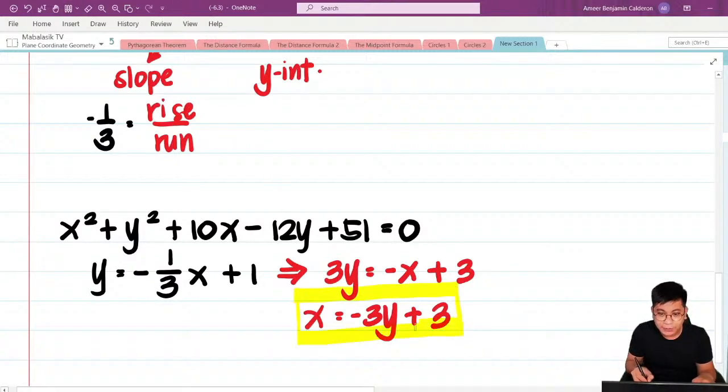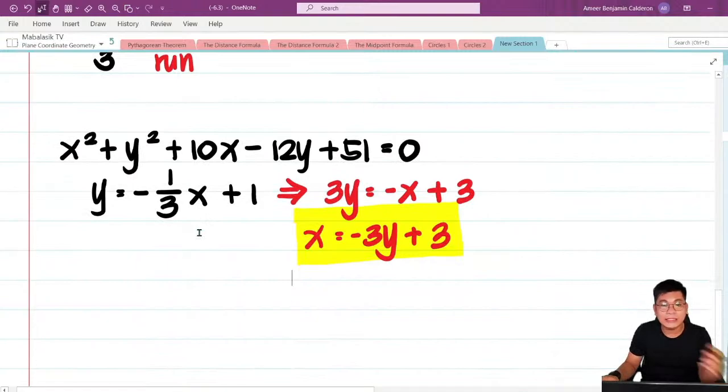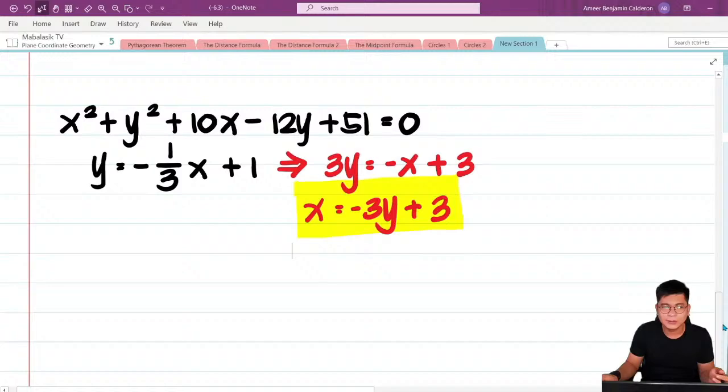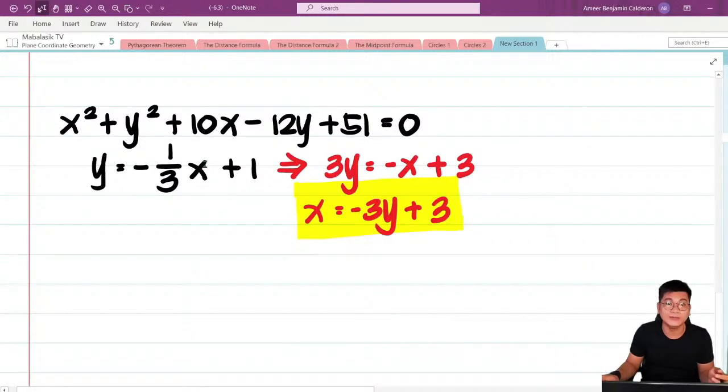Okay? Nag-manipulate lang ako ng konti, pero at least walang fraction. But if you want to plug in the equation with the fraction, you can do that. Hindi mali ang sagot nun, tama din. Mahihirapan lang kayo ng konti kasi puro fraction, but that will produce the same answer as well.